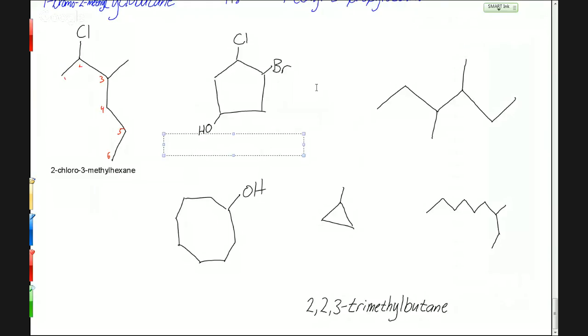So we actually name that at the end. And if we have time, we'll get to this in the last chapter. We might not even get there this semester. But this one would be named, I'm just going to give you the name, and then we can take apart where that came from. This one would be 3-bromo-4-chloro cyclopentanol. And let me show you where that name comes from.